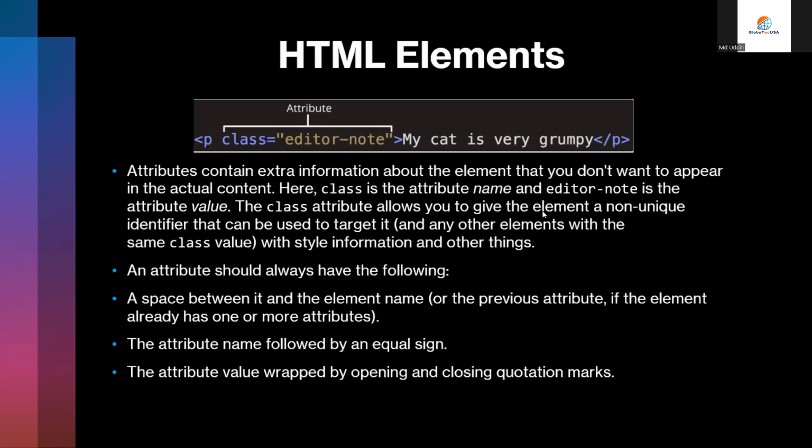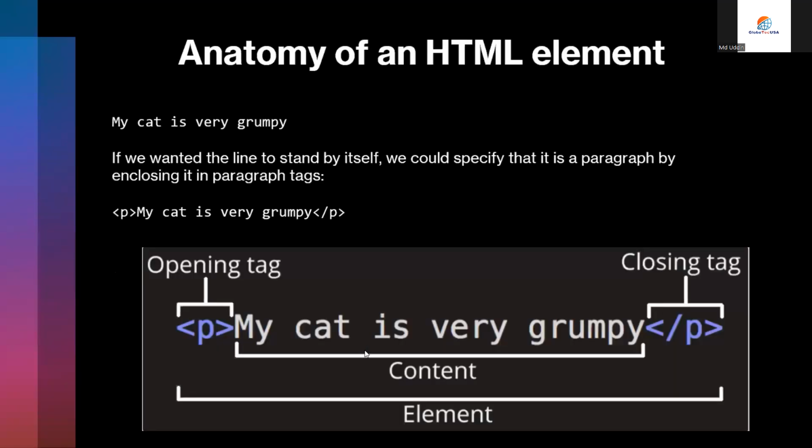The class attribute allows you to give the element a non-unique identifier that can be used to target it and any other element with the same class value. An attribute should always have a space between it and the element name, and the attribute name followed by an equal sign. So class equals. When you're defining the attribute, after the element name there should be a space. Whereas when we are writing the element itself without an attribute, there is no space.